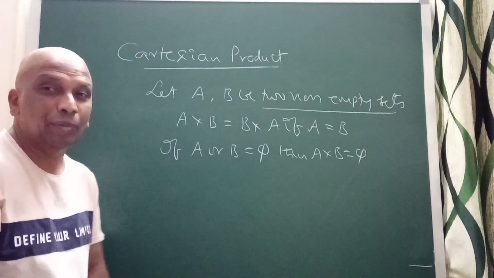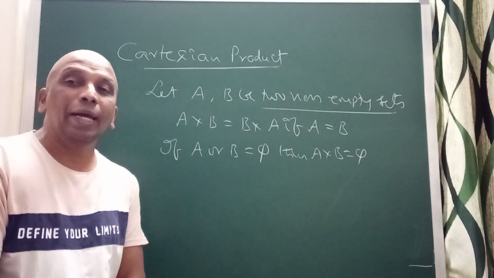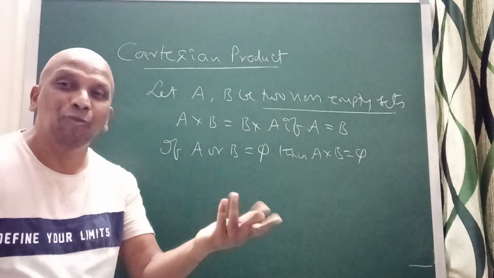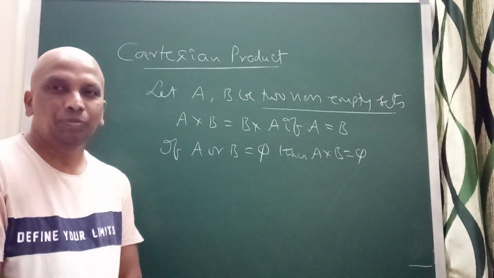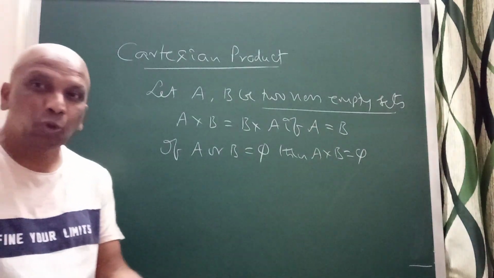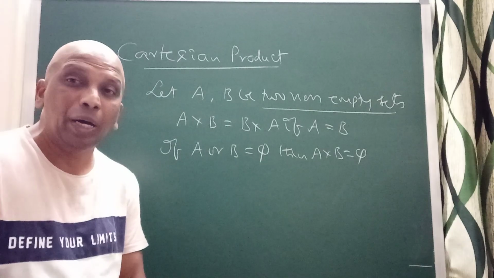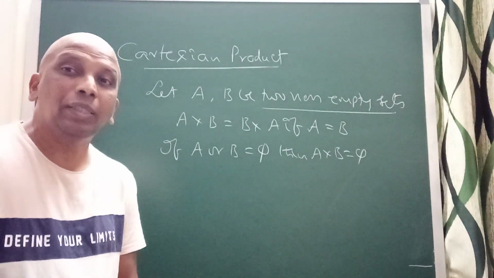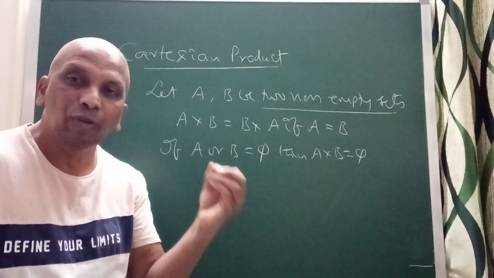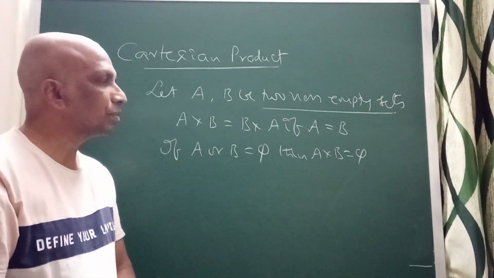If either A or B is the empty set, then A cross B is the empty set. Suppose A and B are two non-empty sets, and either A or B is an infinite set, then A cross B is also an infinite set. Then we can decide like that.